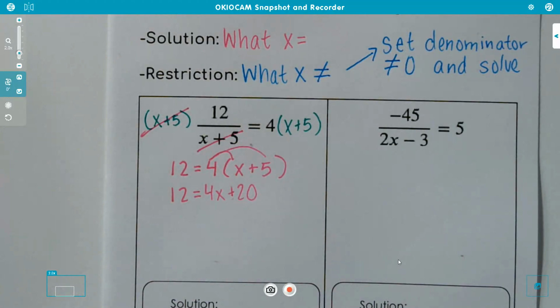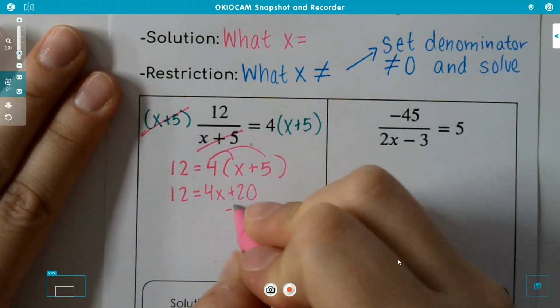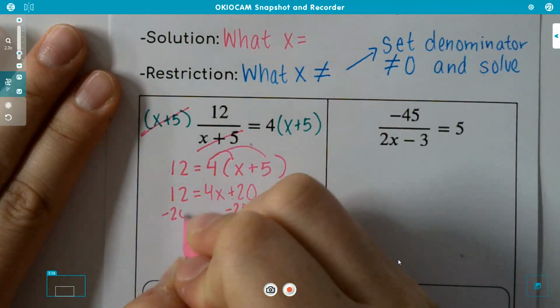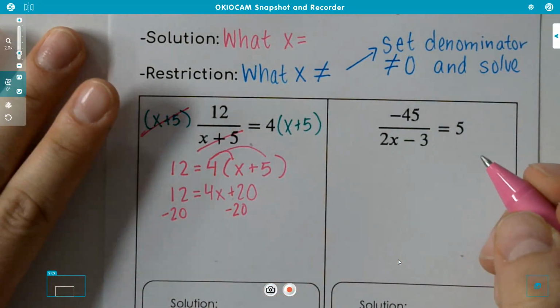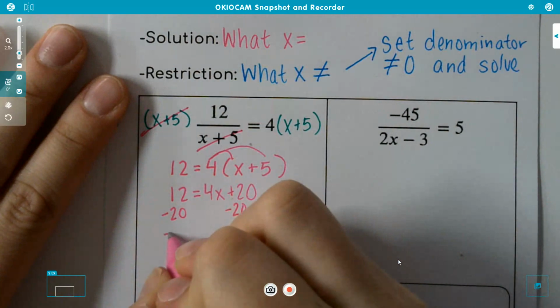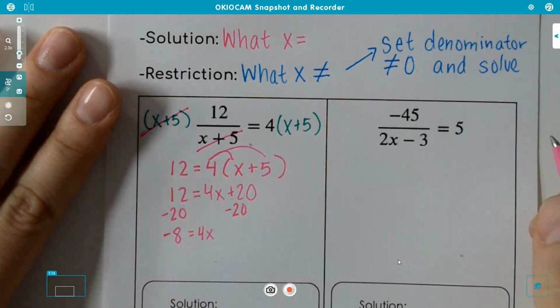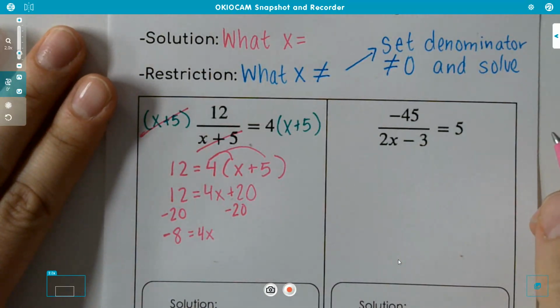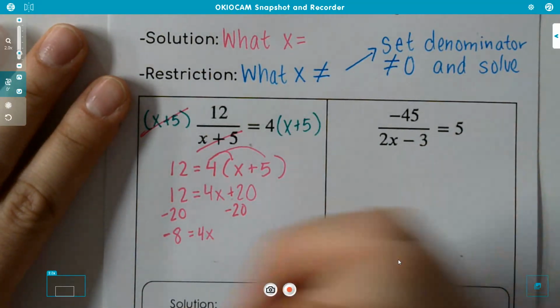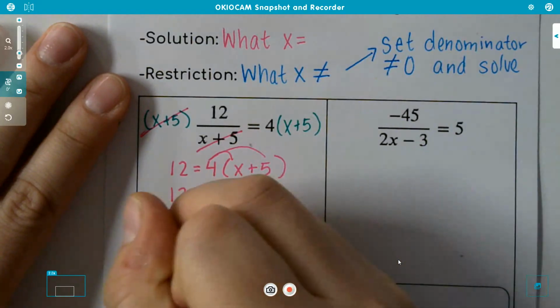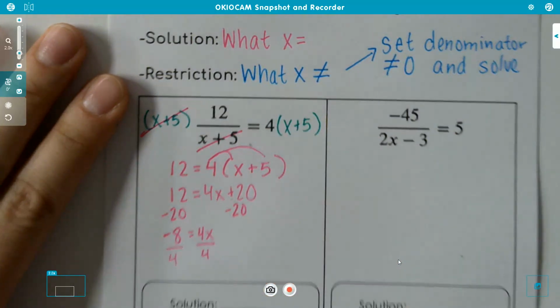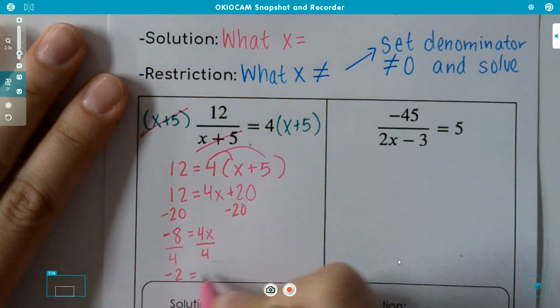And solve this like a regular equation. We're going to subtract 20 from both sides. Negative 12 minus 20 is negative 8. Equals 4x. And then we divide both sides by 4. We get negative 2 equals x.